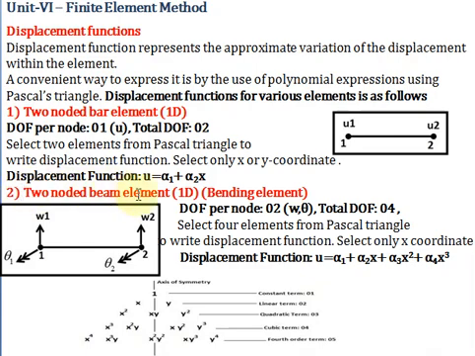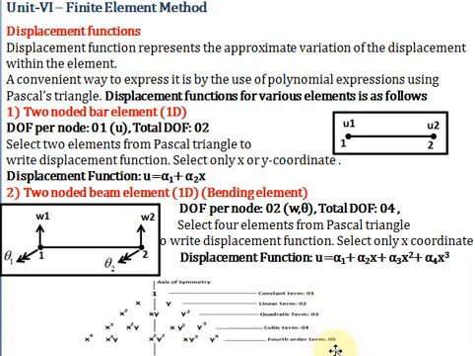Second is the two noded beam element, that is one dimensional. Though it is one dimensional, it is a beam element, and we know that it is a bending element. So there will be 2 degrees of freedom at each node, that is w, displacement in y direction, and second one is rotation. At each node there are two degrees of freedom, so 2 into 2, total degree of freedom is 4. So select 4 elements from the Pascal triangle.